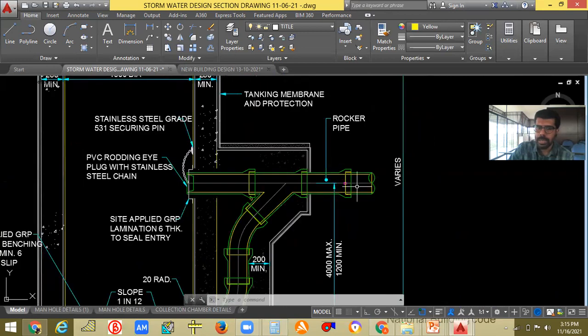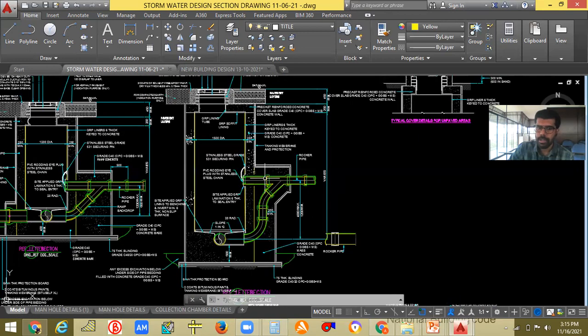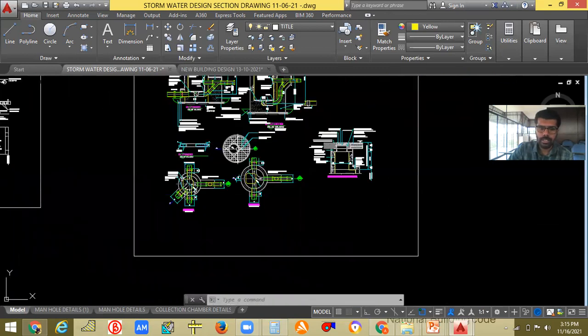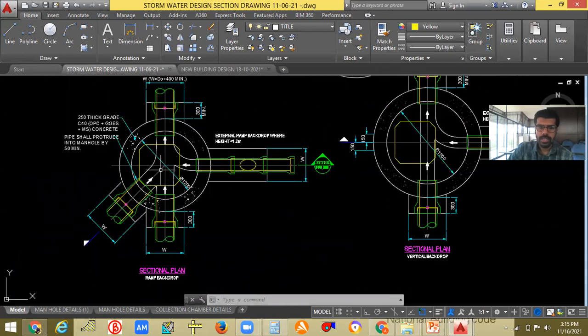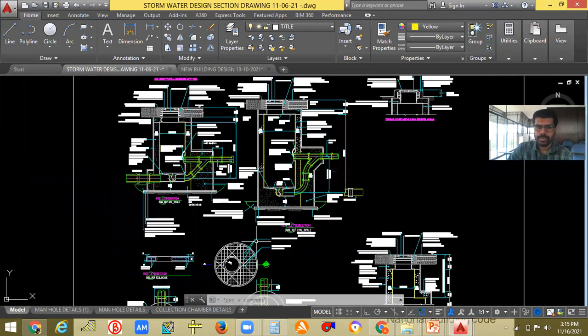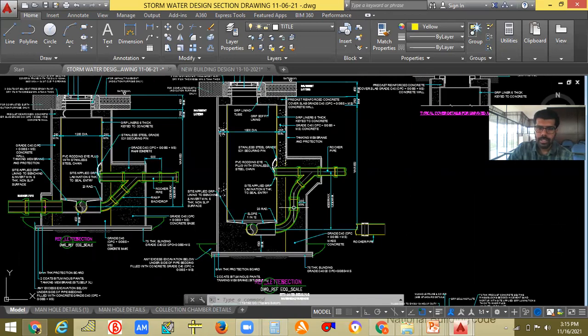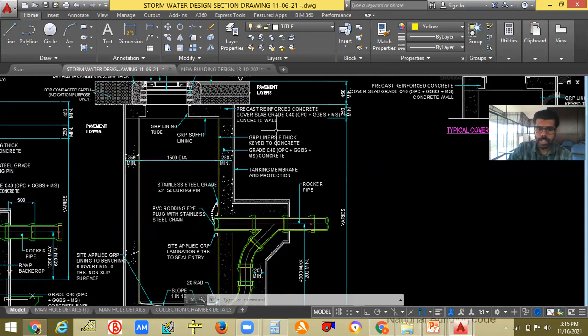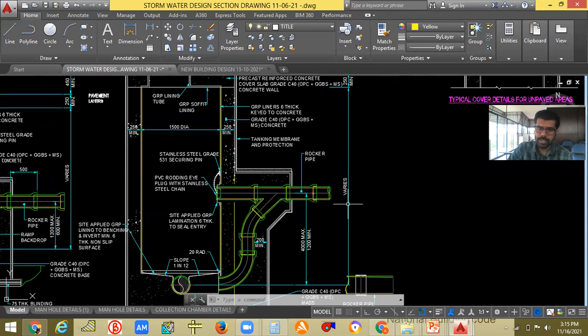This pipe will be connecting to another main manhole. This pipe is a branch pipe only. From any inspection chambers or road gullies or from any collection chambers, that pipe will be coming and connecting here. From there it has to be attached to the main pipe. Then only you can get like this. So this height will be varying. This height of the manhole will vary. That's why it is called varies.